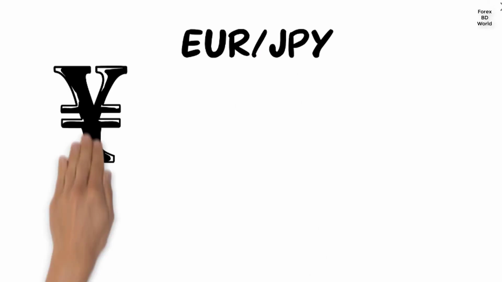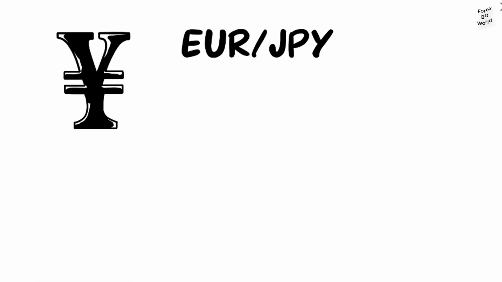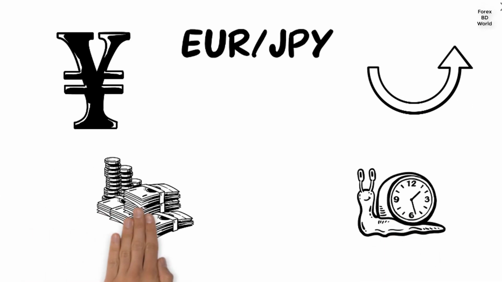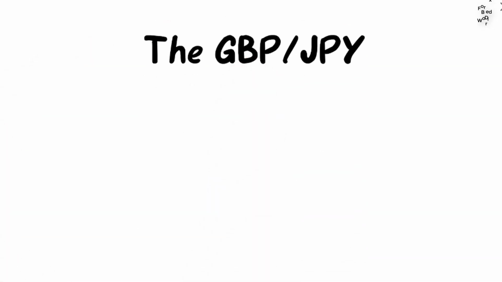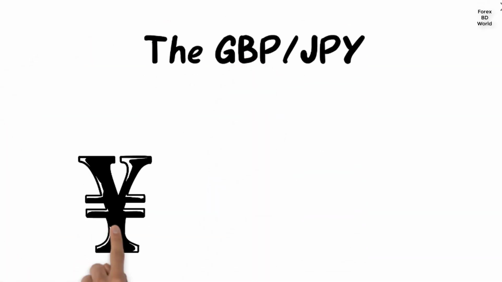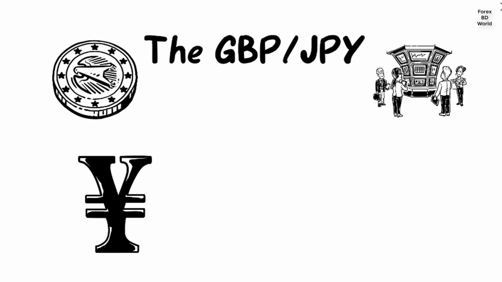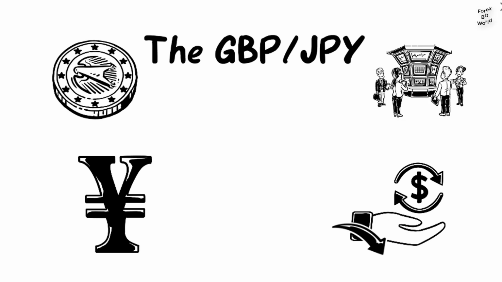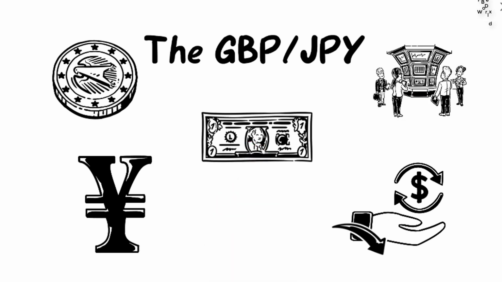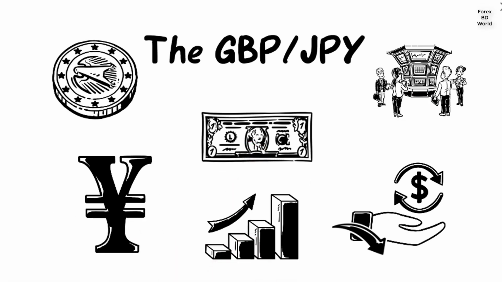The Euro to Japanese yen represents the euro against the Japanese yen. It is often used as an alternative to the US dollar to Japanese yen pair, particularly during times of volatility in the dollar. The pound sterling to Japanese yen represents the British pound against the Japanese yen. It is a popular currency pair for carry traders, who borrow in low-yielding currencies and invest in higher-yielding currencies to profit from the interest rate differential.